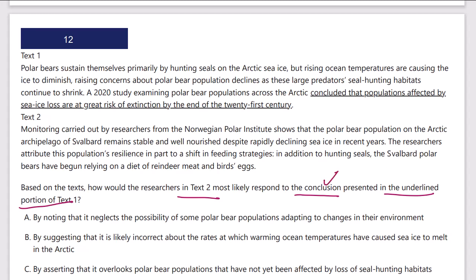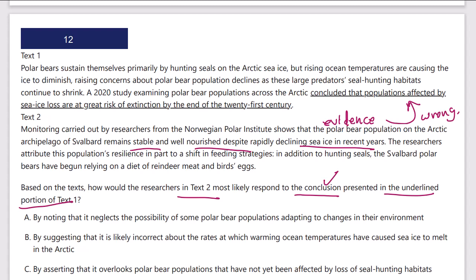Text two. Monitoring carried out by researchers from the Norwegian Polar Bear Institute shows that the polar bear population in the Arctic archipelago of Svalbard remains stable and well-nourished despite rapidly declining sea ice. So basically, and we see this so often, the evidence shows that the conclusion or the claim is wrong. It makes sense, that conclusion, given the situation, but the evidence doesn't support it. Very typical in some of these SATs.